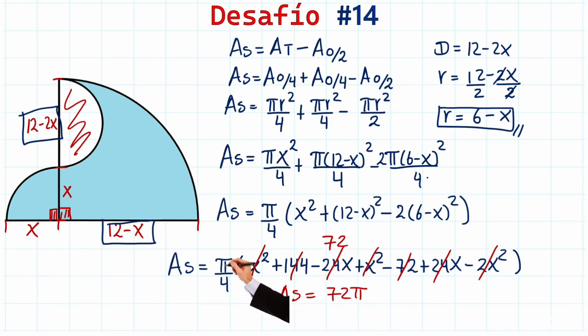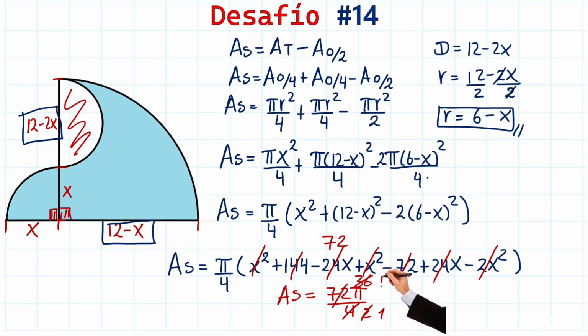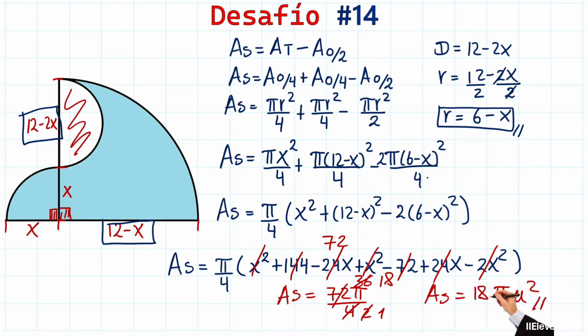We multiply by this pi and divide by 4. Here half of 4 is 2. Half of 72 is 36. Half of 2 is 1. And half of 36 is 18. And ladies and gentlemen, by Newton's beard and the power of Grayskull, we have here that the shaded area is 18 pi square units. Fascinating, right? This is the shaded area of this phenomenal figure.